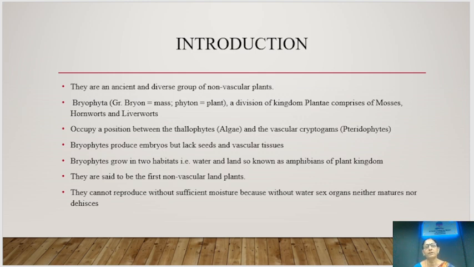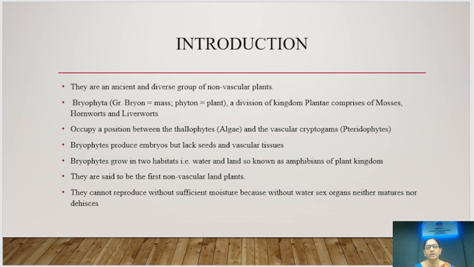They belong to the cryptogam family, and according to the Greek, they are known as the mosses. In this division of the plant kingdom Plantae, the bryophytes consist of the mosses, the hornworts, and the liverworts. Bryophytes produce embryos, but seeds are absent and a vascular tissue system is absent. They grow in water and on land and are known as the amphibians of the plant kingdom.